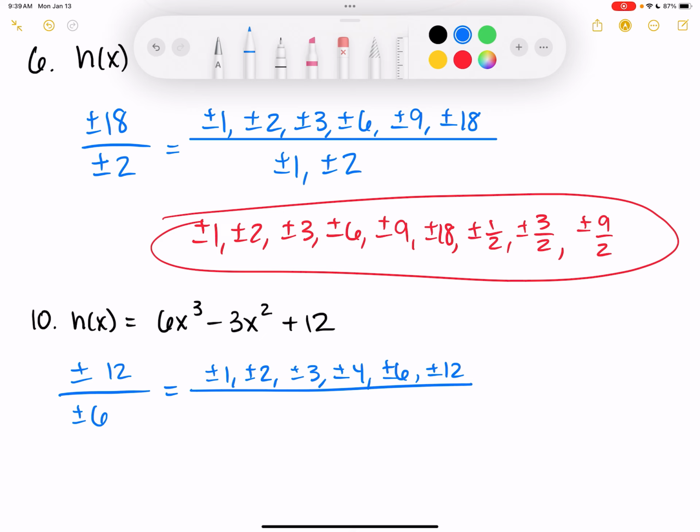1, 2, 3. No, that's 6, because we're listing off zeros. We're not actually dividing. All right, factors of 6: 1, 2, 3, 6.